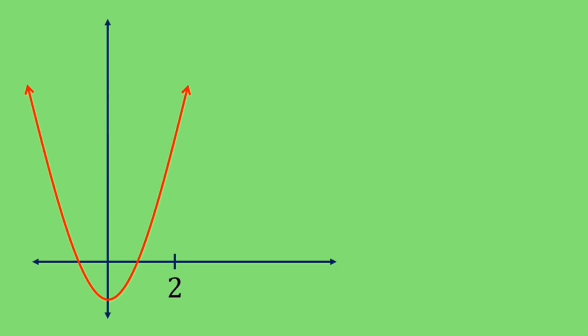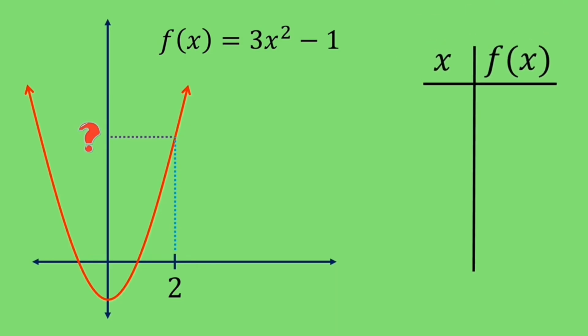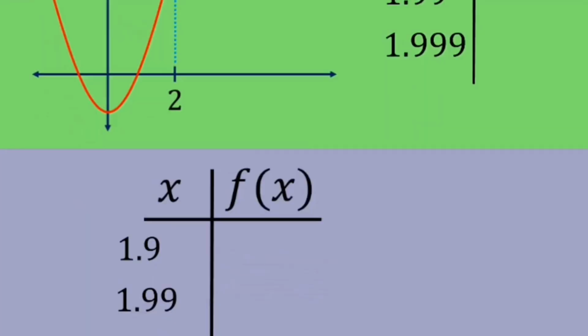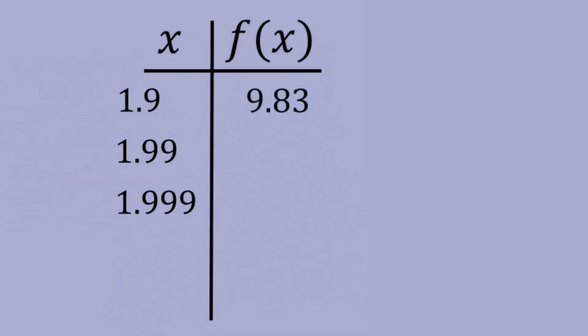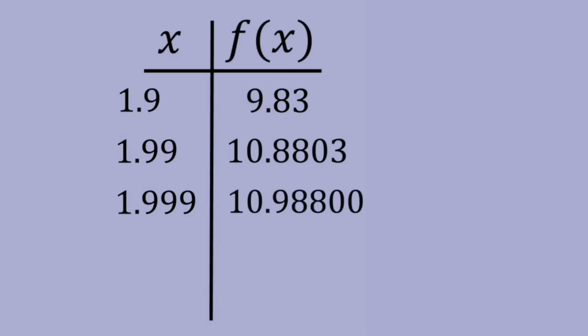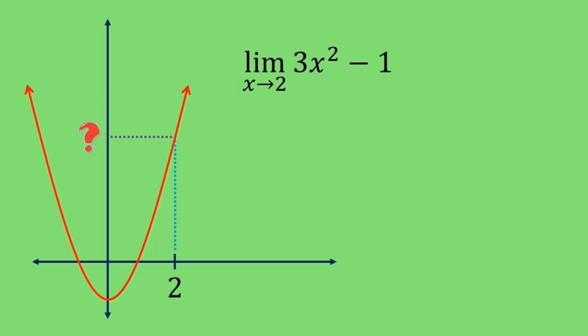Let's see an example of this with the function 3x squared minus 1. For this function, I'm really curious what value the function is approaching as I use x values close to the number 2. Let's see this by using some inputs like 1.9, 1.99, and 1.999. When I use these, I get values such as 9.83, 10.8803, and 10.98800. From these values, it appears that the function is approaching 11. So we say that the limit of the function as x approaches 2 is 11.